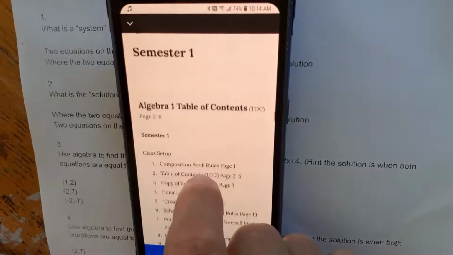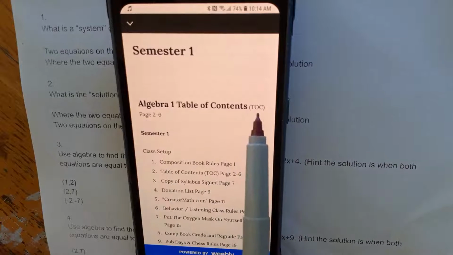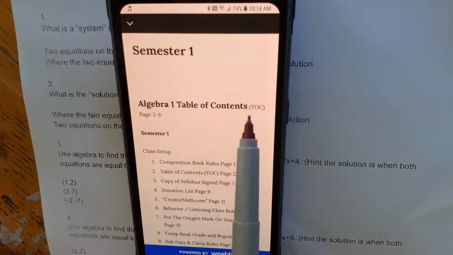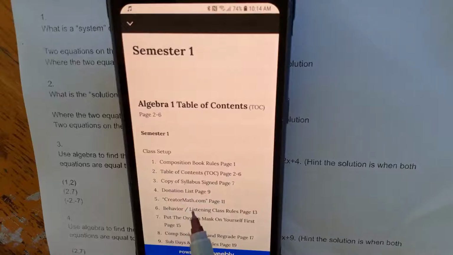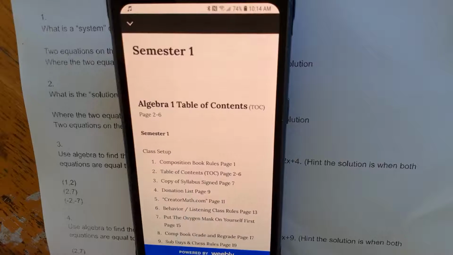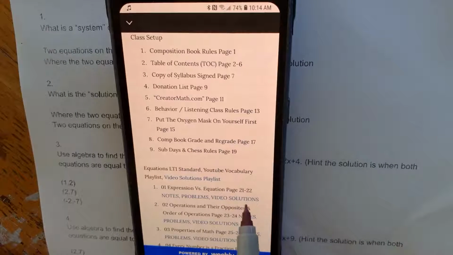So next, we're going to find the all-important semester. This would be the semester you're in, or for the sake of this video, the semester of the video we're making. Under the semester is the table of contents for that entire semester. The table of contents is so important that I ask you to write the entire table of contents on pages 2 through 6 of your composition book. Why? Because the table of contents has the page number of where everything goes.